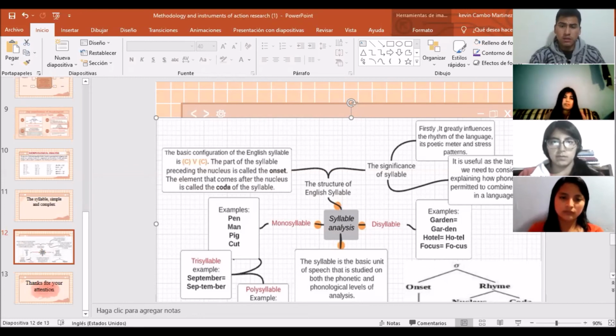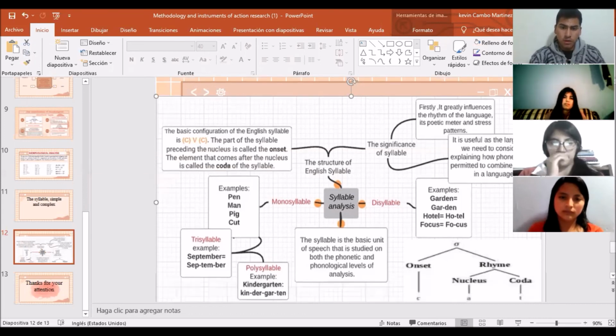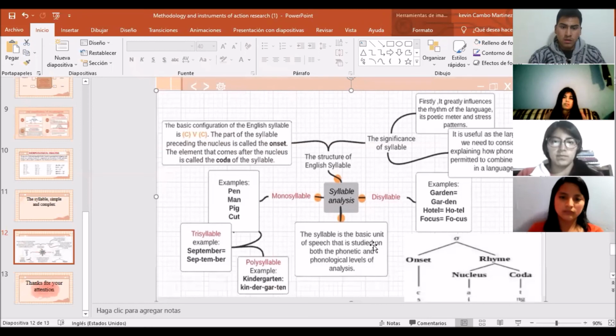In this part, we can see kindergarten. Kindergarten is divided in four parts. For example, kin, der, gar, and ten.